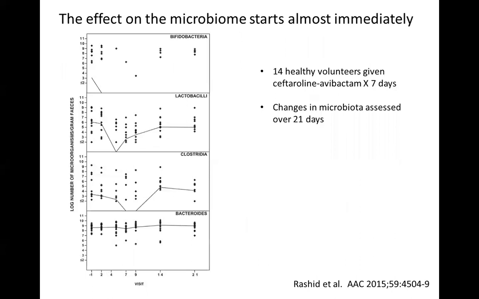How about healthy volunteers given one dose of, in this case, ceftaroline avibactam? And so here we have healthy volunteers, Bifido, Lacto, Clostridium, Bacteroides. And the answer is, because it doesn't treat Bacteroides, almost immediately. So we almost immediately in humans, when we give an antibiotic, cause enough destruction of a microbiota to start getting C. diff colonization. 1 day. Everyone got that? 1 day gives enough disruption to your microbiome to cause increased risk of C. diff.